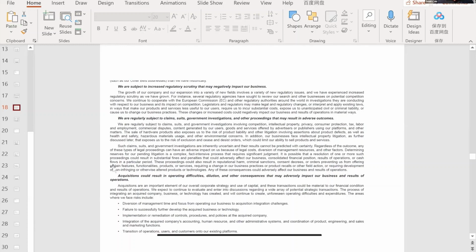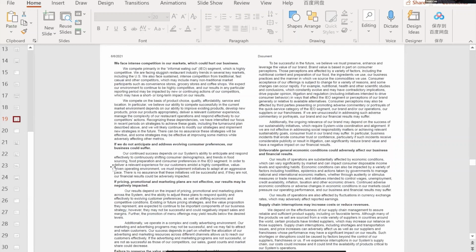So we face intense competition. And if we do not anticipate evolving consumer preferences, this is a new risk. Unfavorable general economic conditions will affect our business. So this is about macroeconomic risk, right? There are also many supply chain risks. You see, supply chain interruption may increase cost and reduce revenue. This is a supply chain risk as well.